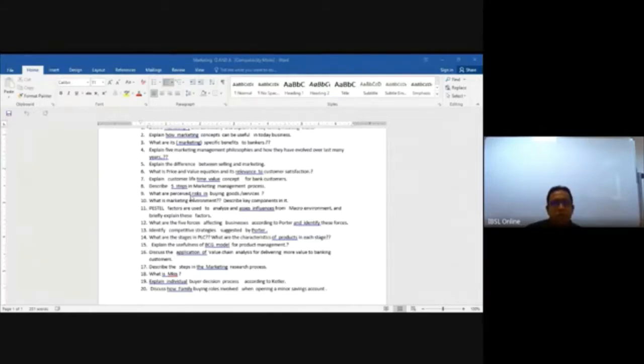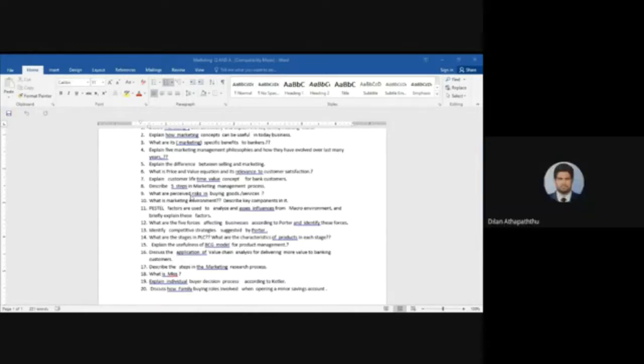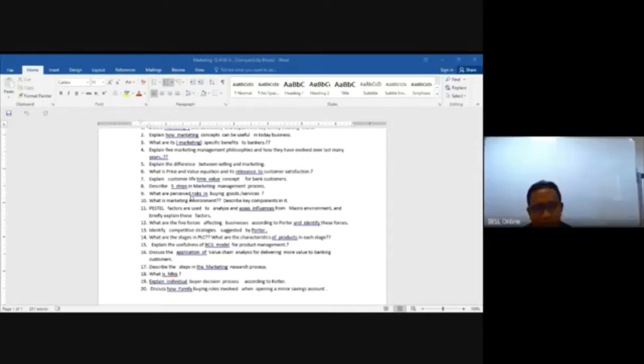Right. Question number 10. What is the marketing environment? Describe key components in it. So can you remember the two components in the marketing environment we discussed? Can anyone help? Macro and micro. Macro and micro, very good. Macro is the broader environment that is there. So what factors does the macro environment broadly include?